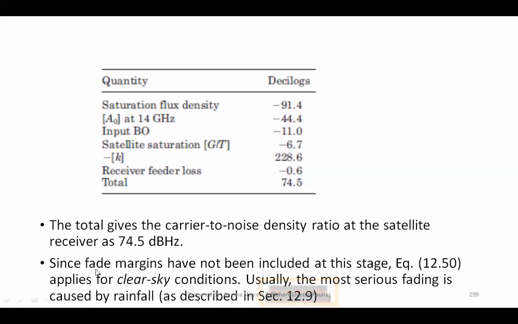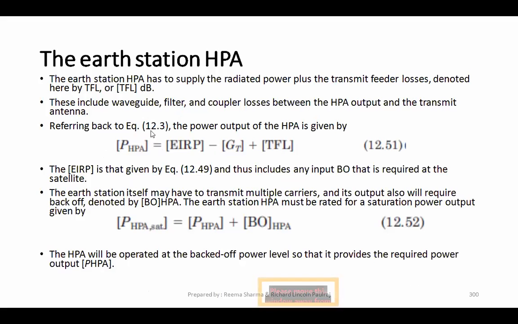Since fade margins have not been included, it applies for clear sky conditions. Which means we have not taken fading into consideration, where signals are prone to fading because of atmospheric conditions. So we have considered here that there is zero fading, which means the sky is clear and the signal is just passing through without any loss. This fading occurs normally when there is rainfall. Even when it is not rainy, when it's too cloudy, and when it's misty and foggy, there can be a lot of loss.